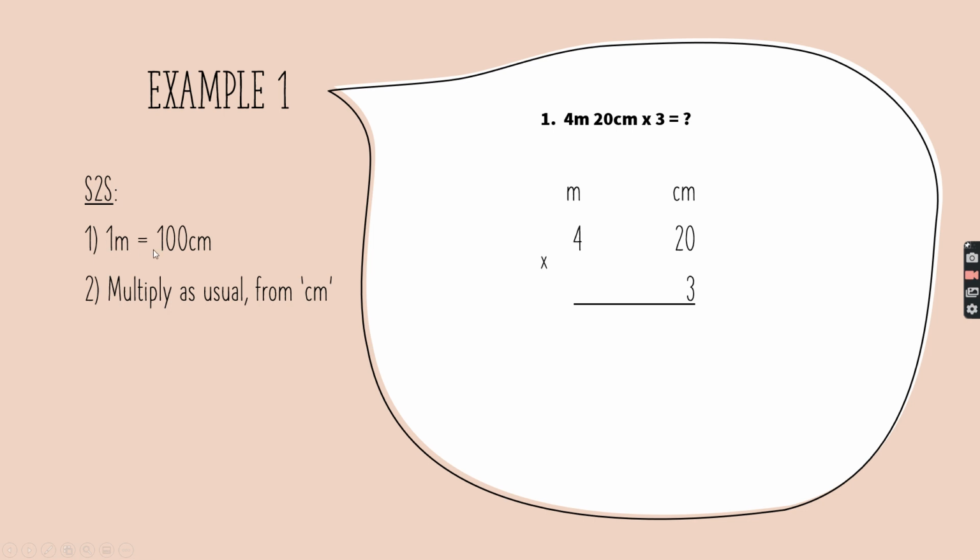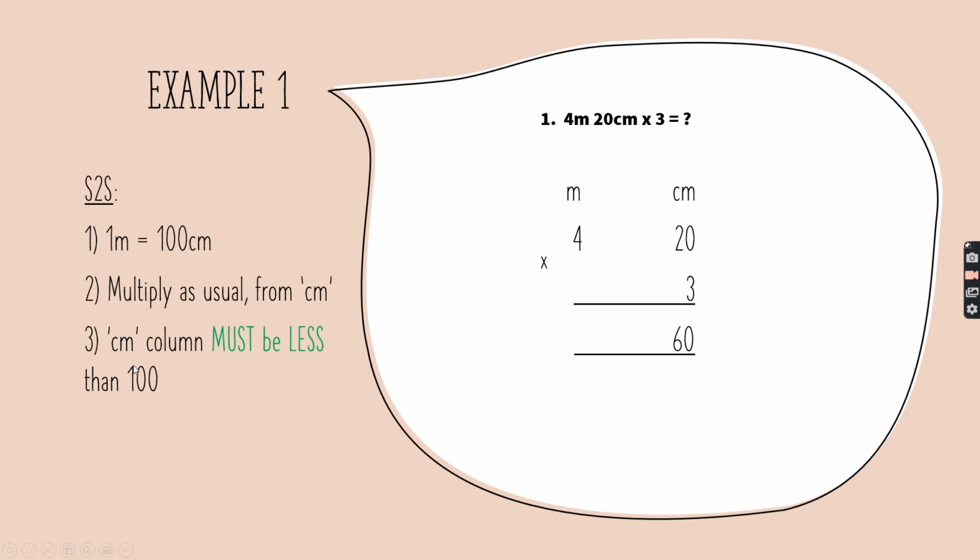Step 1 is 1 meter equals 100 centimeter. Step 2, multiply as usual from centimeter. So we're going to start from here. We're going to be focusing on centimeters column first. 20 times 3. So we know that 0 times 3 gives us 0 and 3 times 2 gives us 6. So the answer is 60.